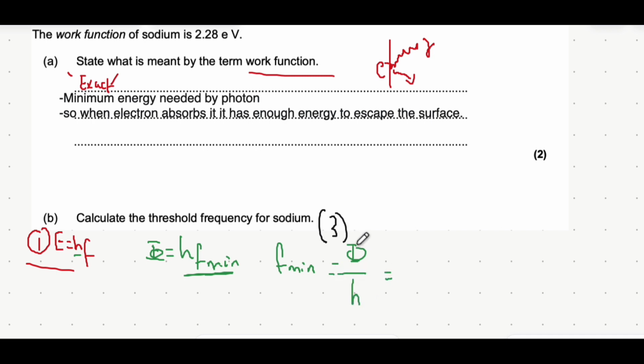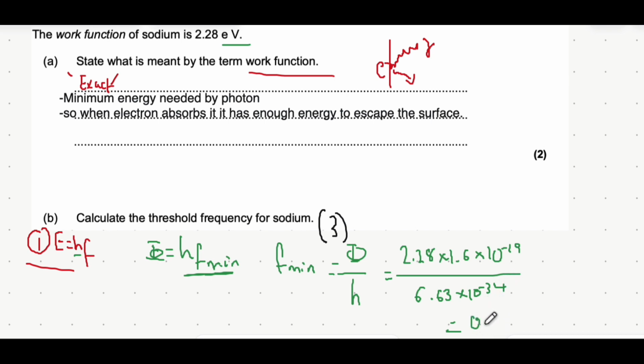Now, because work function is a form of energy, we have to use it in joules, whereas here it's given in electron volts. So we first convert from electron volts to joules by multiplying by 1.6 times 10 to the minus 19. And then we divide by h, Planck's constant. Again, that's given to you in an exam. Now, when you do this calculation, it will give you the threshold frequency. So I'm just going to quickly do that, but you can skip a few seconds.